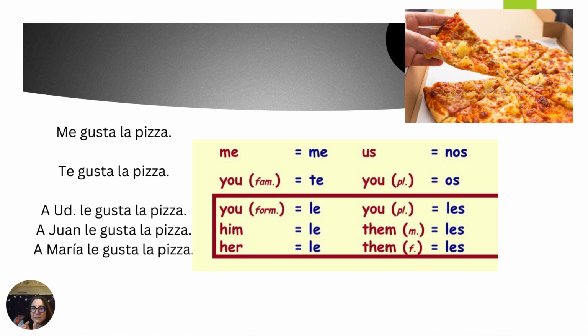So that a usted and the a Juan and the a Maria, these are called clarifiers. Because if you take your hand and you cover up those clarifiers and you just say le gusta la pizza, someone might think, well, that's great. I know somebody's liking pizza, but I don't know who you're talking about. So we use a clarifier to clarify who we're talking about.